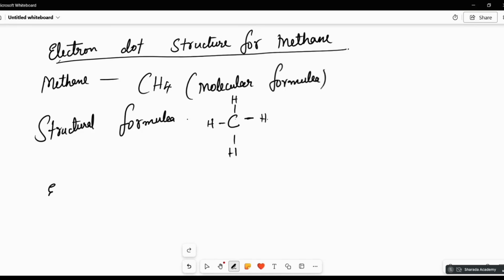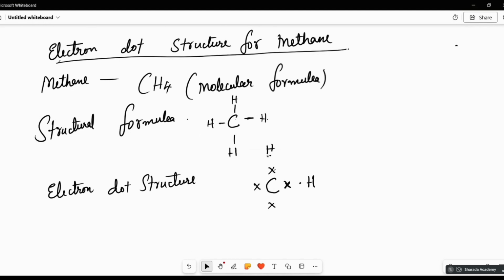Now the electron dot structure. Carbon has 4 outermost electrons like this. For hydrogen, you can write cross or dot. Usually we write one cross and one dot, and for hydrogen I'm writing dot so that it is easier to identify. But both cross or both dot you can also write. It is the same thing.